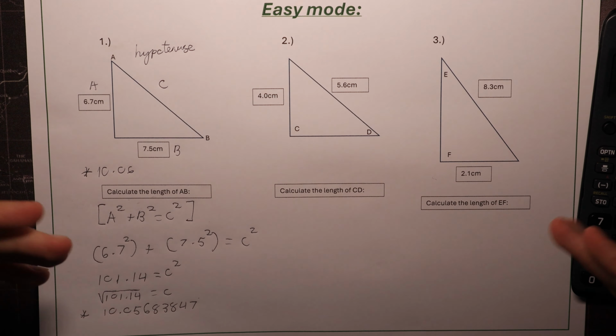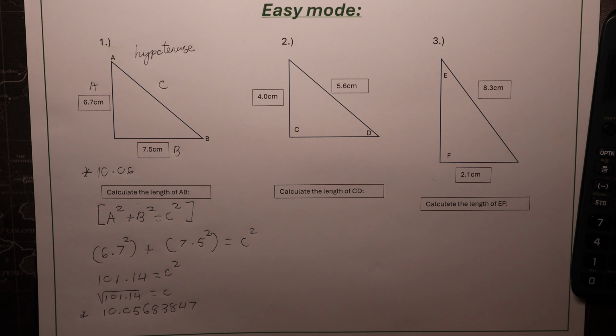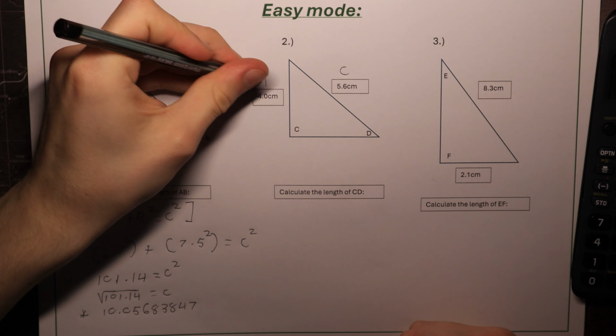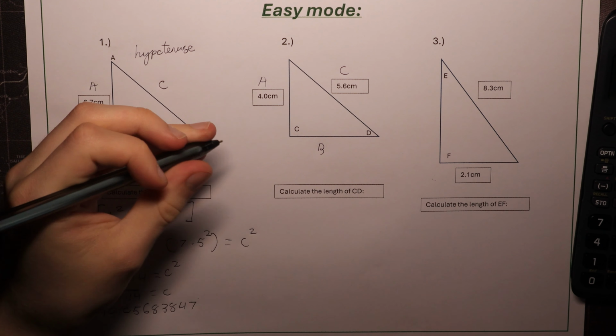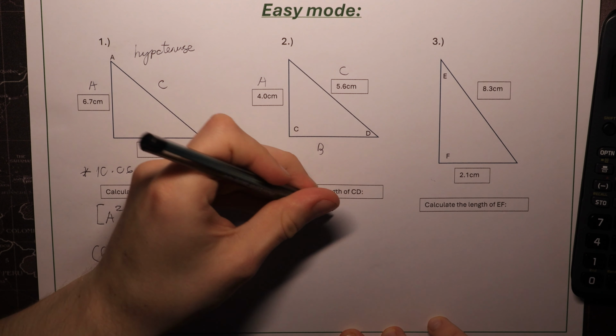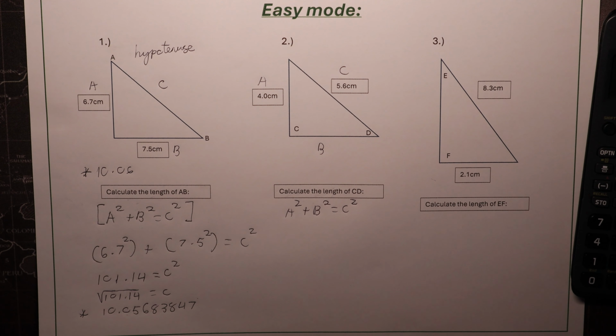Now let's go on to question 2. Question 2 is similar, but here we have C and we have A, but we don't have B. Therefore we're solving for B. Let's just put Pythagoras theorem here. Remember, Pythagoras theorem will not be given to you on the exam paper, you just need to remember it.